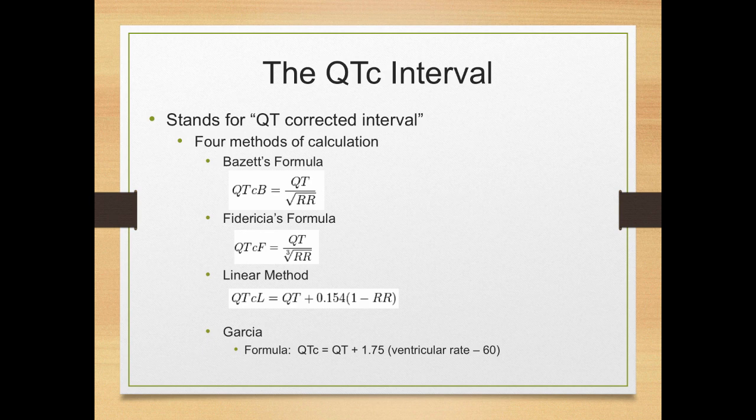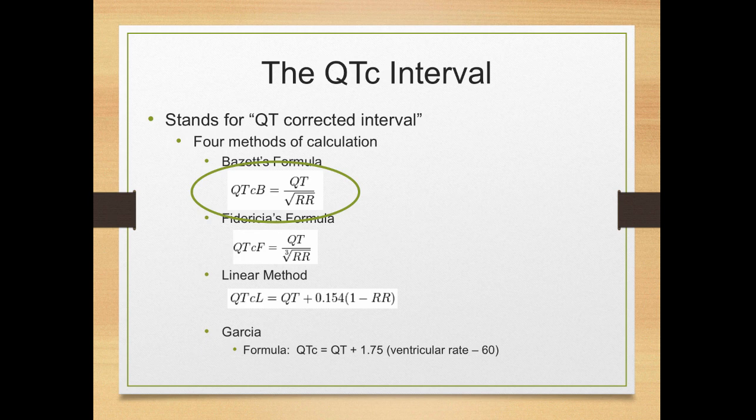And there are a whole bunch of formulas. There's one in your book down at the bottom, Garcia. It's an algebraic thing. There's a linear method. There's a whole bunch. What I want you to focus on is an easy one. It's QT divided by the square root of an R to R. So measure your QT, measure an R to R, and then do the division.